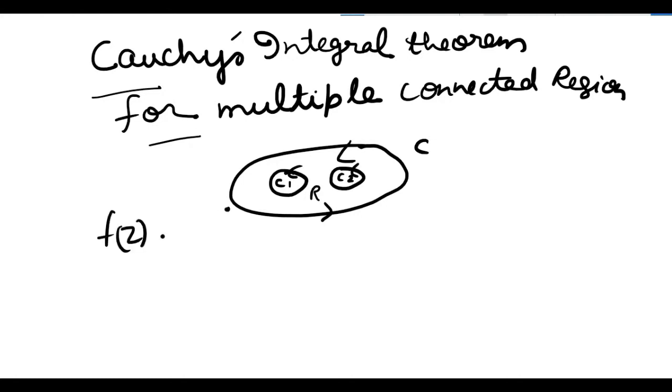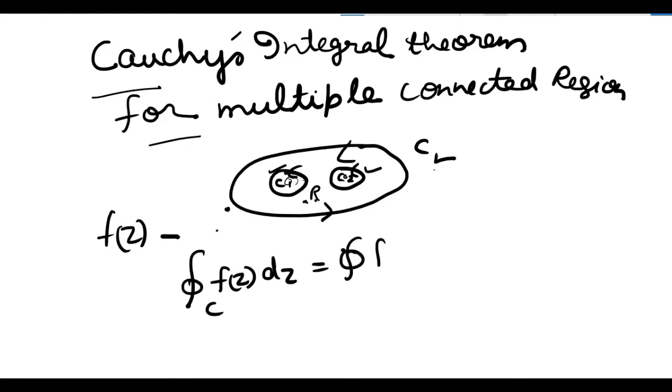Now, the Cauchy integral theorem for a multiply connected region like this. If f(z) is analytic at every point within the connected region R bounded by three simple closed curves C1, C2 and C, but not analytic within C1 and C2, then the integration of f(z) dz over the region R is given by its integration over C1 plus its integration over C2.